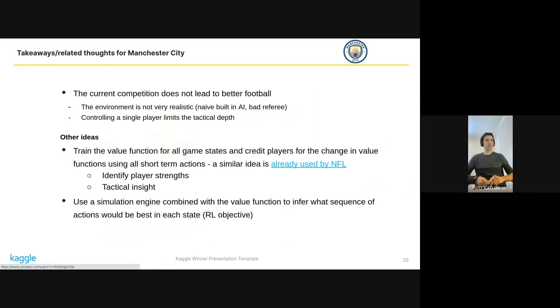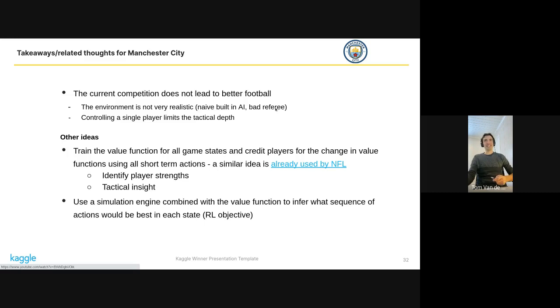Yeah, so I think it was an amazing competition. It was already very challenging as it is, but it's not good enough to get real football insights. The problem is that it's a simulation, and it's very hard to get a realistic simulation. Especially problematic, we think, was the naive built-in AI. We only controlled one player, so this competition was really about exploiting the naivety of the non-controlled players.